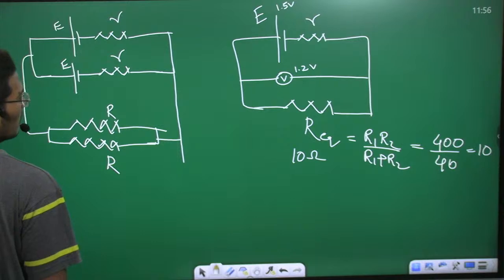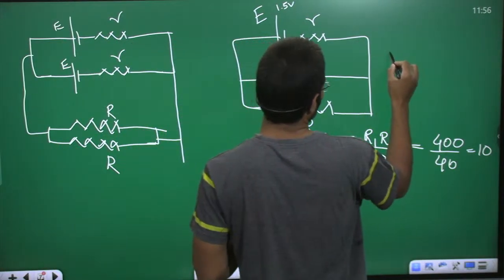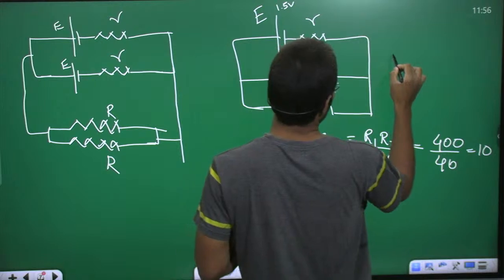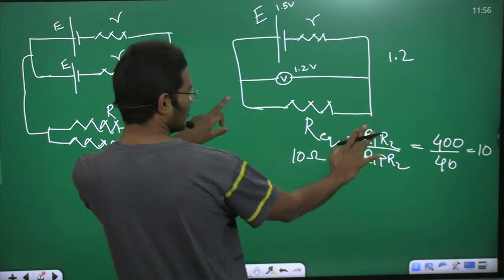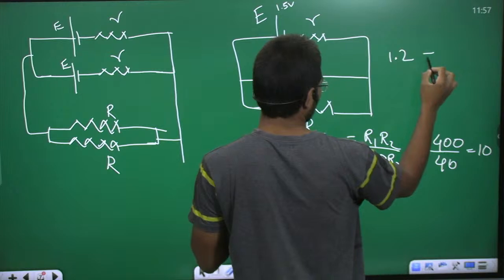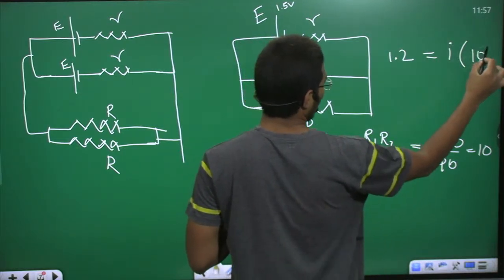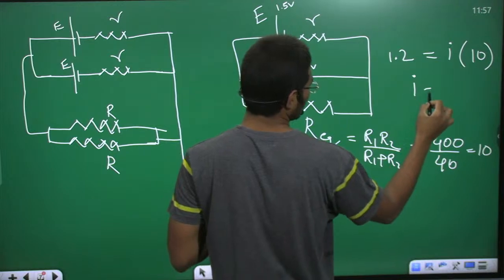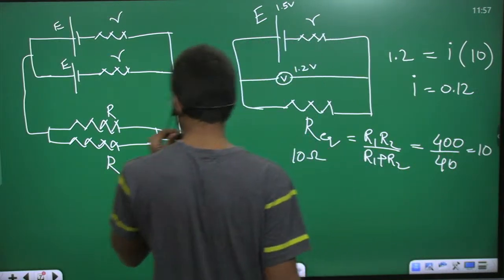Okay, so let us try to find the current first. The potential difference across the R equivalent, 1.2, is equal to I into R. So I is equal to 0.12 amps, right?